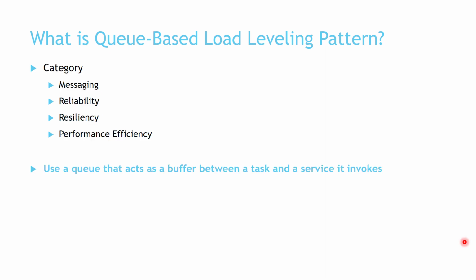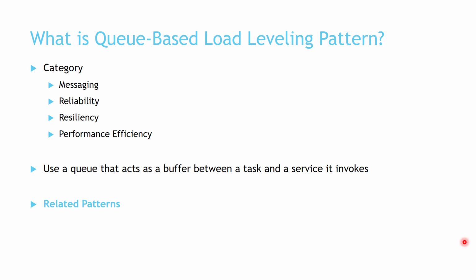This pattern simply uses a queue to work as a buffer between the source or the producer and the consumer or destination. We are going to see this in more detail in a minute. It's always good to mention other related patterns to the queue-based load leveling pattern. The related patterns are the competing consumer pattern and the throttling pattern. Hopefully we are going to make a video about these two patterns in the future. Now let's dive into the example to help us understand this pattern better.